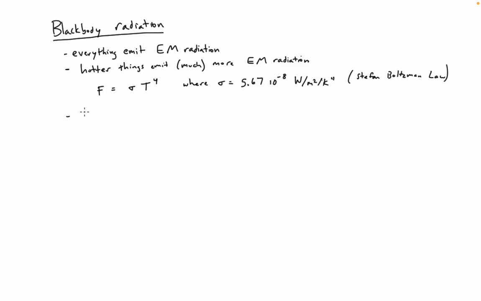And it's useful to think of a thing called a black body. So a black body is something that emits and absorbs with 100% efficiency. Okay, so right, like black things, we see.